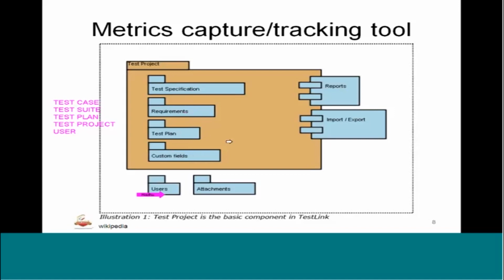Then the users of this framework will be using the TestLink tool with this framework, and they will play around with all these elements like test specification, requirements, test plan, custom fields, and reports, and they can also attach additional items like any scripts that are part of the test cases. So all this will be part of the framework used in TestLink. So that is the importance of a matrix capturing tool and matrix tracking tool also. This is basically used for the test matrix, test cases, test plan and reporting.